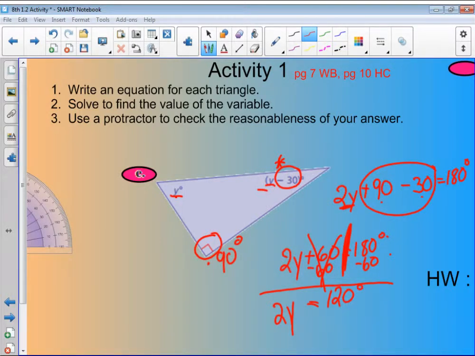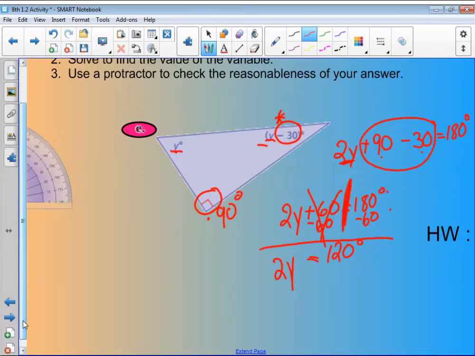Okay, so now we want to get that 2Y by itself, or sorry, that Y by itself. So I'm going to say, right now it's multiplying, so we have to divide by 2 to get rid of that 2. Divide by 2. So I have Y equals 120 divided by 2 is 60. I can do that one in my head. Okay, so I just found out that Y equals 60.